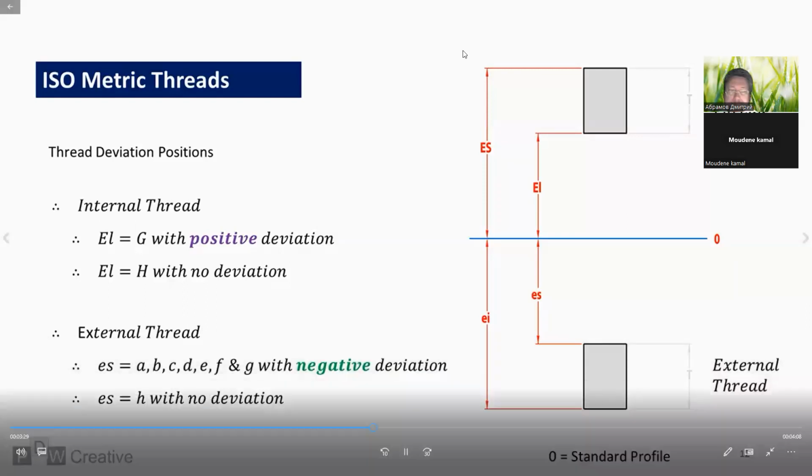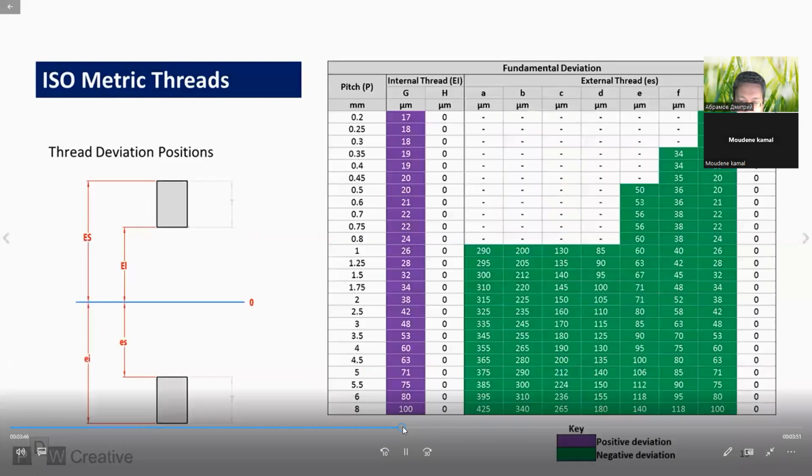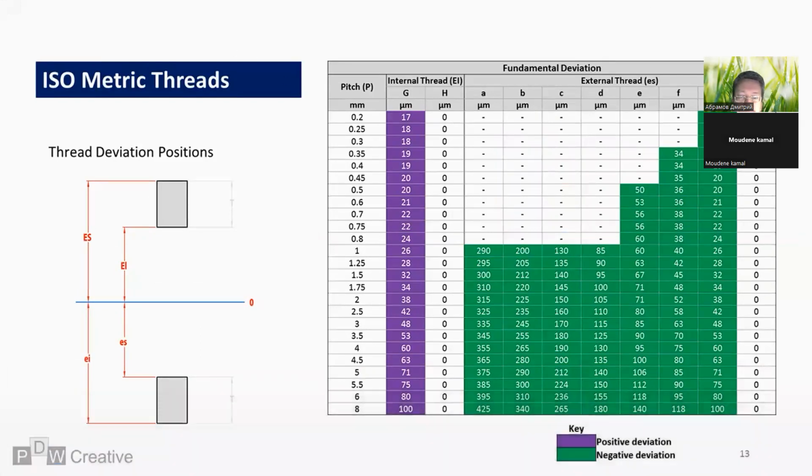Okay. Lowercase letters are also used to identify the negative deviation. It's noted. Thread or nut and screw tolerances are driven by the pitch. As the pitch increases, more external thread deviation positions become available. Position G and H are available for all threads regardless of the pitch.